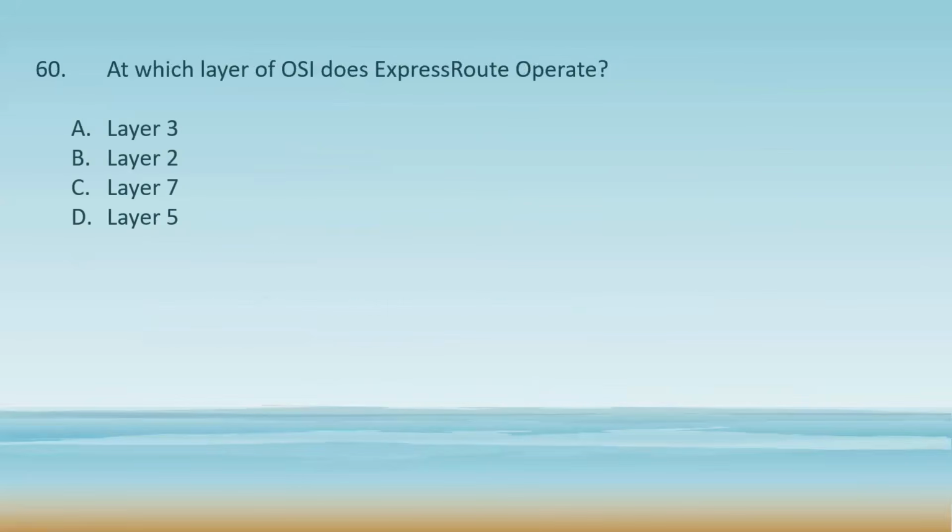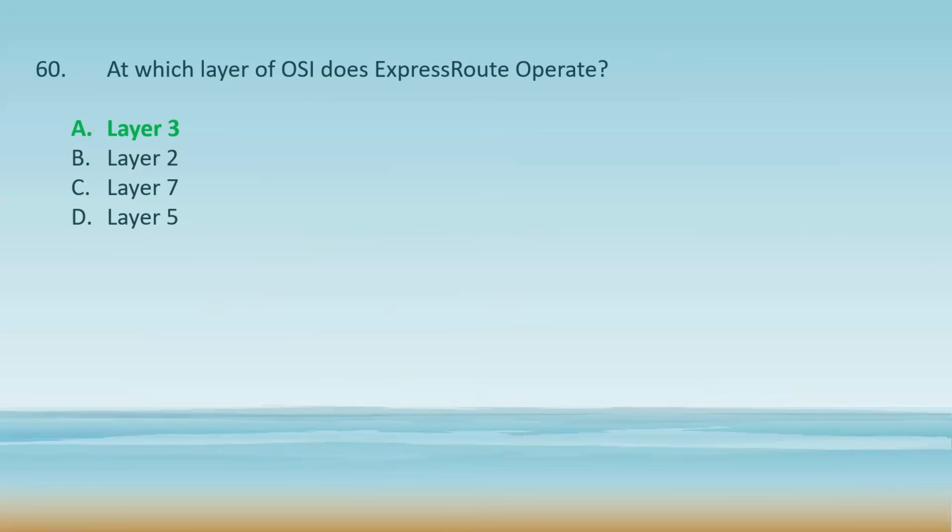Question number 60. At which layer of OSI does Express Route operate? Your options are layer 3, layer 2, layer 7, layer 5. So the correct answer is option A, layer 3. Express Route operates at the network layer of the OSI model, which is layer 3.